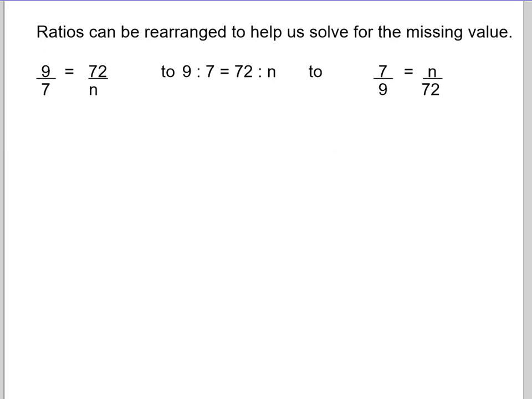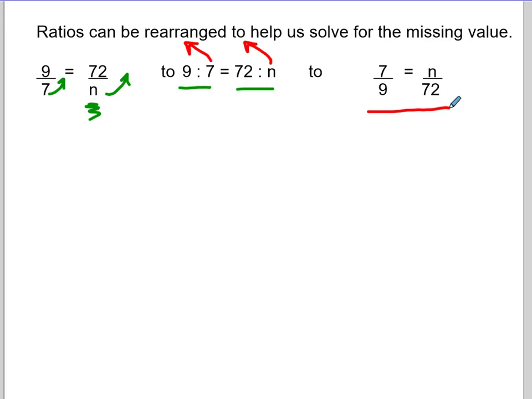Okay, so ratios can be rearranged to help us solve for the missing value. You'll notice the n here is in the bottom, and we're going to try and get it out of there. Well, if I rewrite this ratio, so I bring this n up to the right side of the 72, that means the 7 is going to do the same. So you'll notice 9 to 7 is equal to 72 to n. Okay, and then I'm going to bring the n over top of the 72, which means the 7 goes over the 9, and that's the ratio we end up with over here.